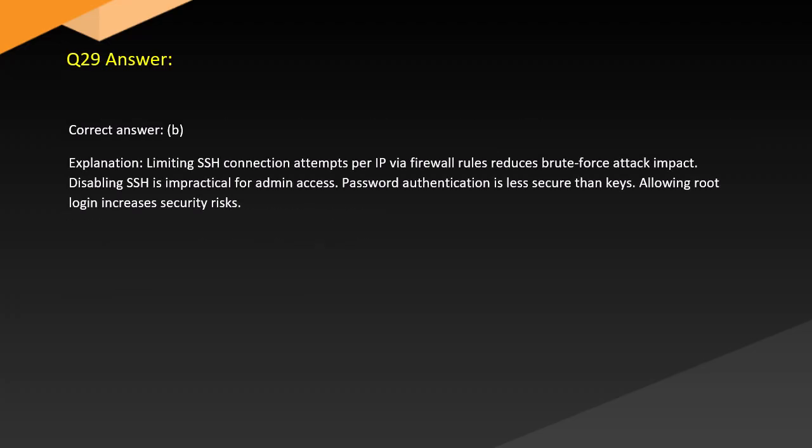Answer. Correct answer: B. Explanation. Limiting SSH connection attempts per IP via firewall rules reduces brute force attack impact. Disabling SSH is impractical for admin access. Password authentication is less secure than keys. Allowing root login increases security risks.